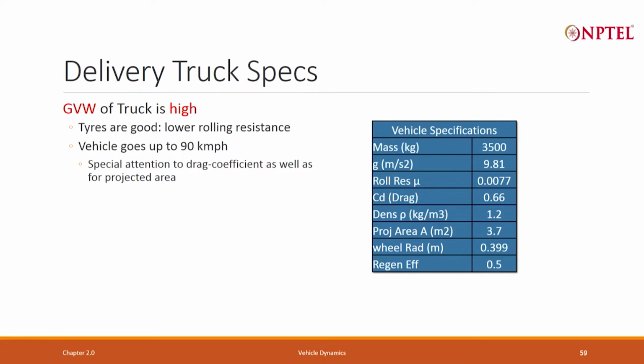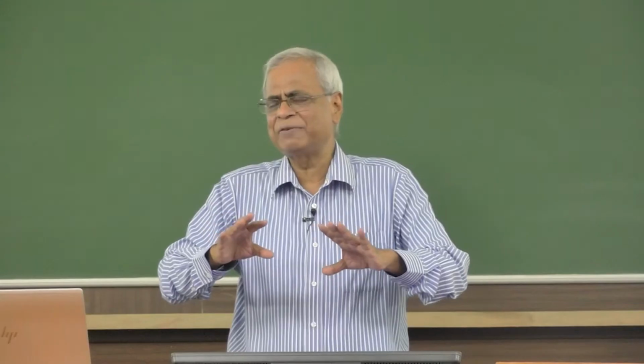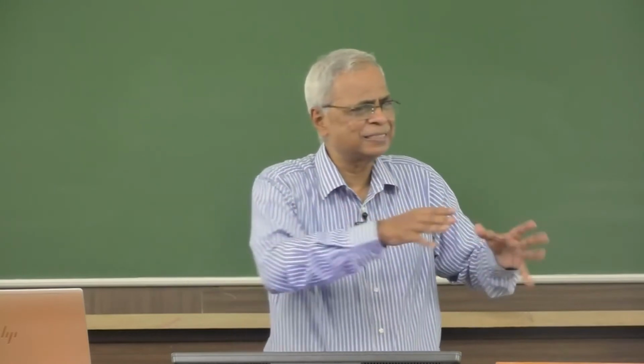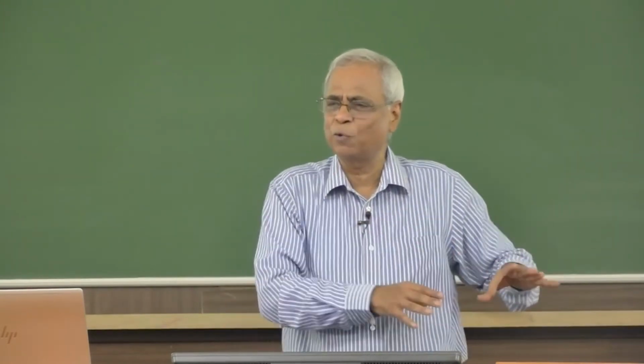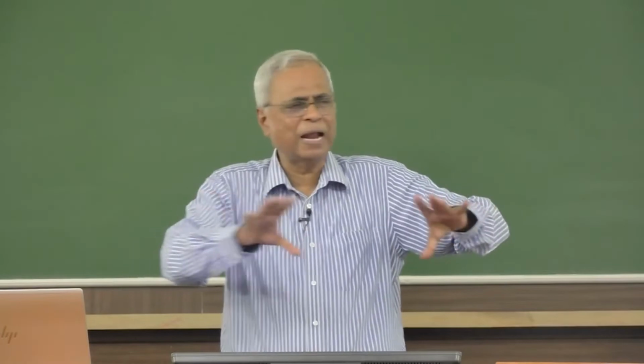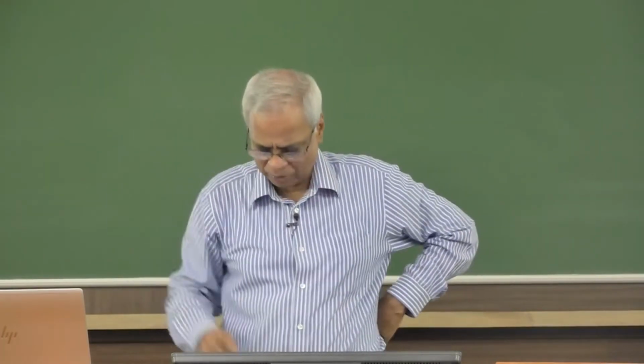The vehicle is designed to go up to 90 km per hour, but it also travels to a limited extent on the highway. But we have taken this MIDC cycle, the same cycle that we did for 4-wheelers. So, it will mostly run at lower speed, once in a while go to the higher speed.